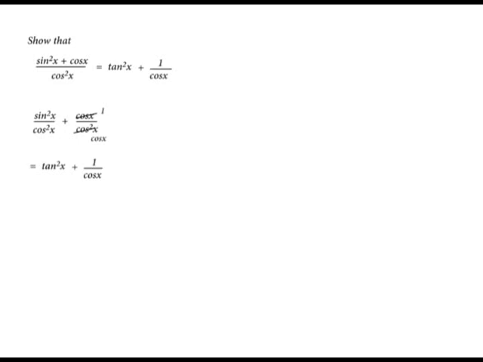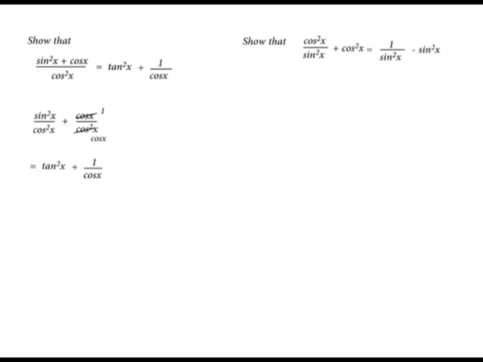Third example, show that cos squared x over sine squared x plus cos squared x is equal to 1 over sine squared x minus sine squared x. Again, we prove that the left hand side is similar to the right hand side. Simply do our manipulations.